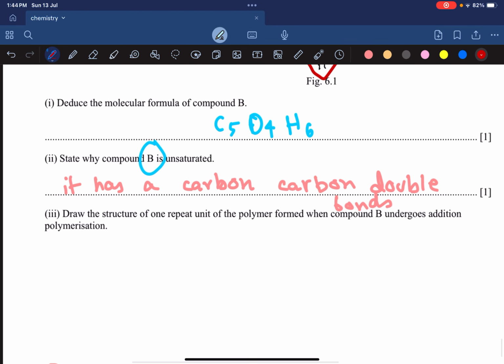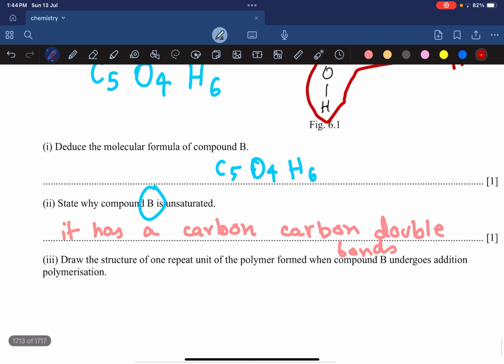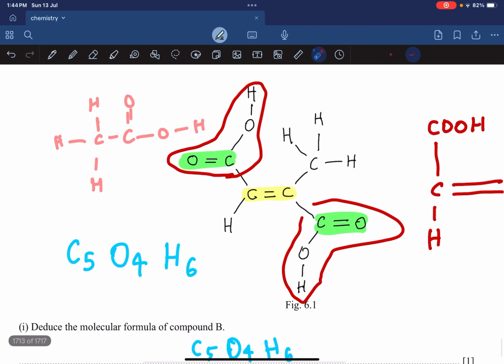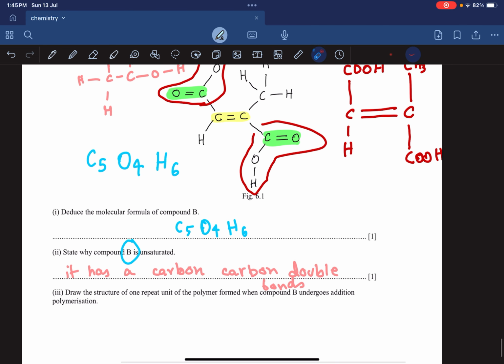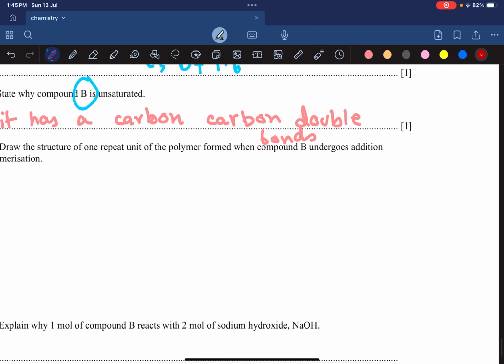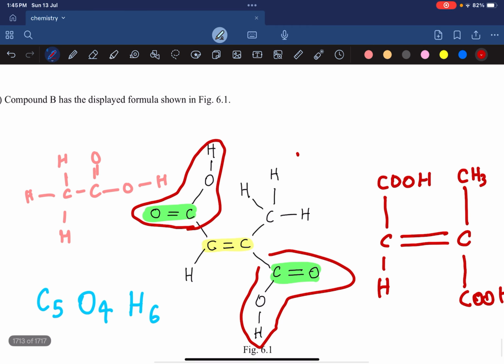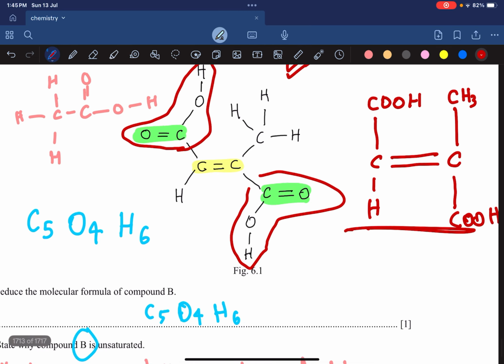So that's my simplified version. Now, since I have to draw the structure of one repeat unit of the polymer formed, I just have to draw this same thing below. I just have to remove this double bond and draw the extension bonds. Either you can draw this thing as well, but I prefer if you just draw the full version. But I believe it's going to be a bit difficult to draw each and everything. So what we do is we just draw this thing with the extension bonds.